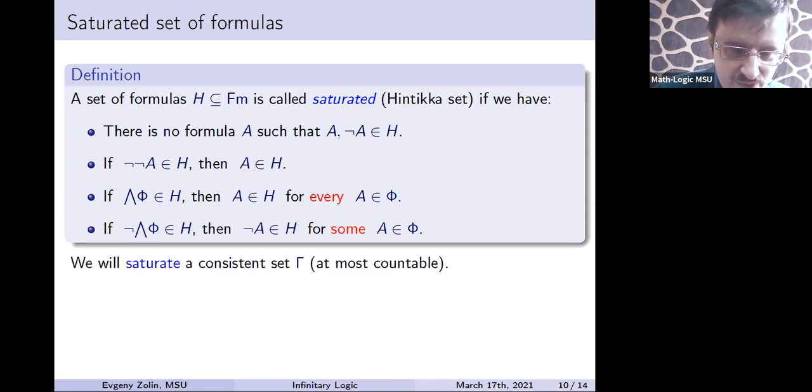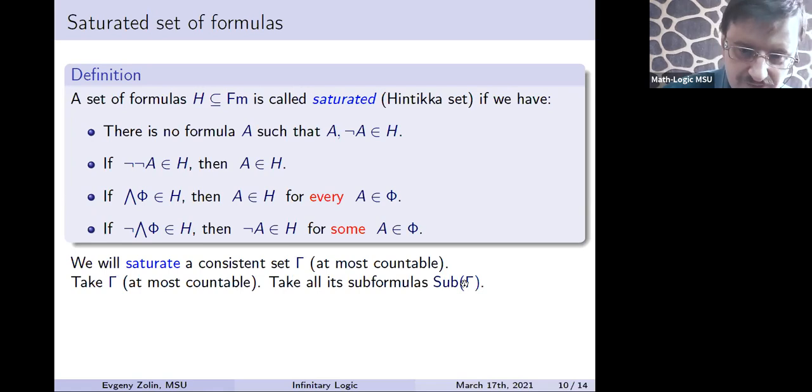So our aim will be, given a set of formulas gamma, to build a saturated set that contains gamma. And gamma is at most, we will start with at most countable sets. And we will proceed as follows. We take gamma, then take all its subformulas, and then build the set H from its subformulas.